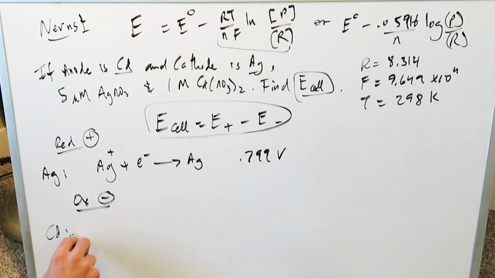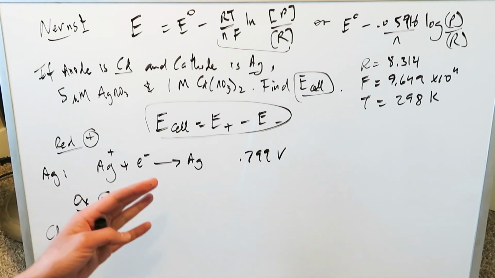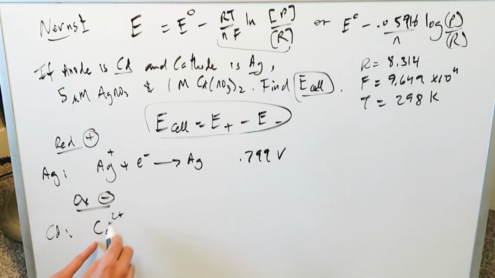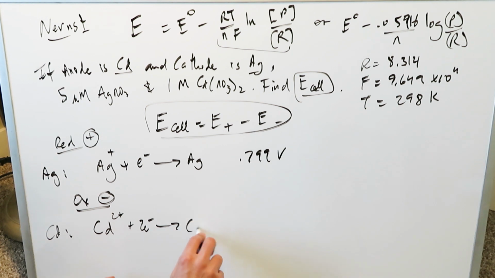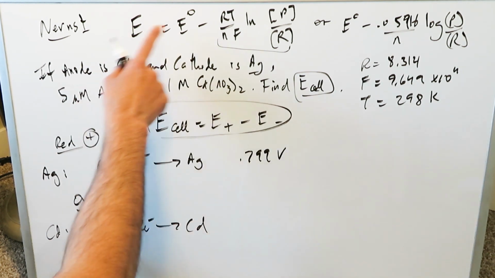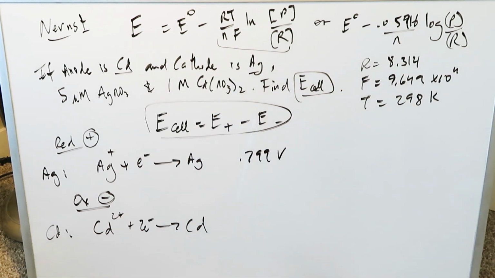Here you're going to be looking at your cadmium, but again you're going to write everything with regards to this entire procedure in terms of reduction. It'll be cadmium 2 plus plus 2 electrons to give you cadmium. This prefers to be oxidized, but you write it as a reduction reaction because of the Nernst equation. You look at everything in terms of reduction.